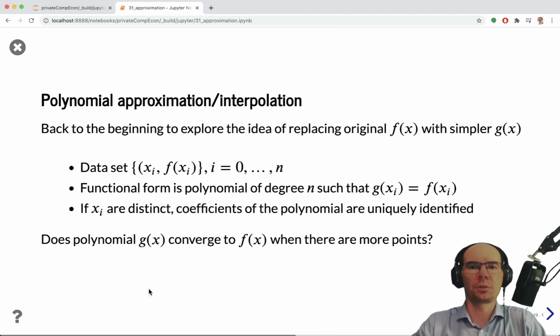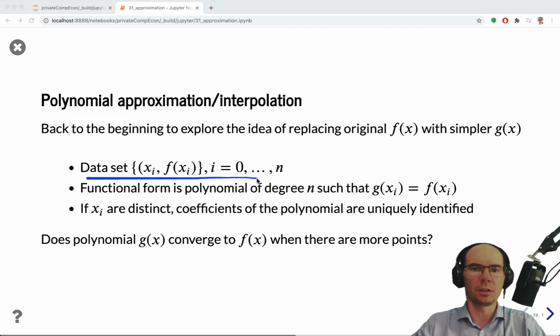Okay, so let's now turn to the second type of interpolation, where we're looking for a simpler function g of x to represent f of x. And by simpler, I of course mean that it's easy to calculate. So we will focus particularly on polynomial approximations. So g will be a polynomial.